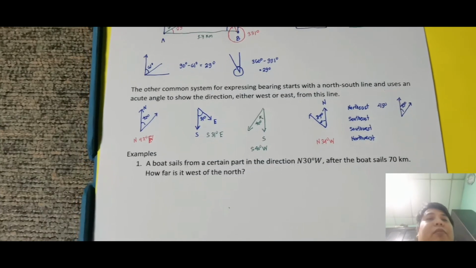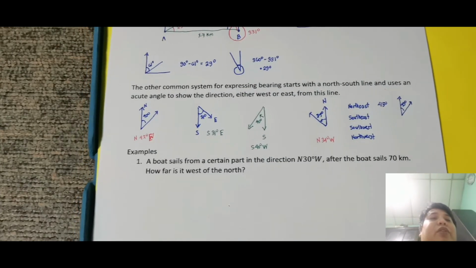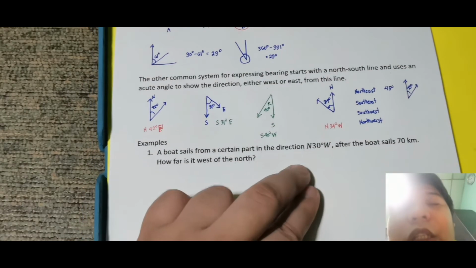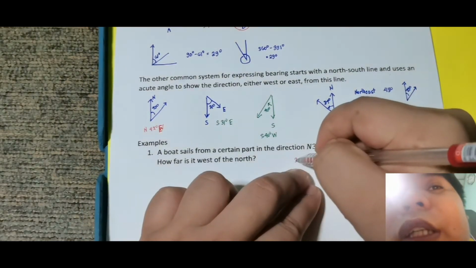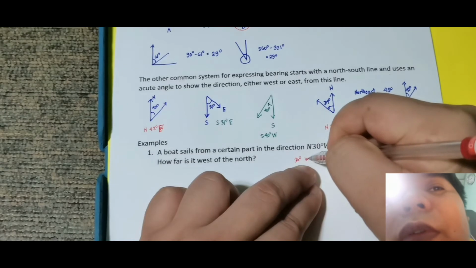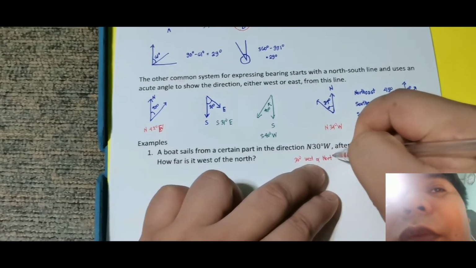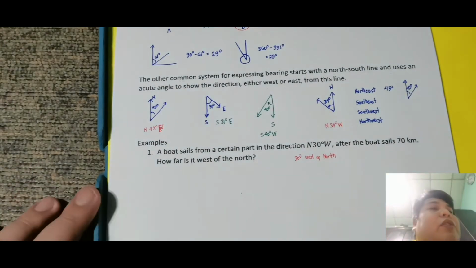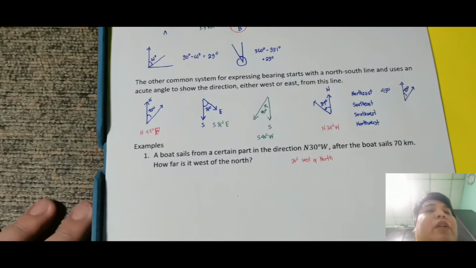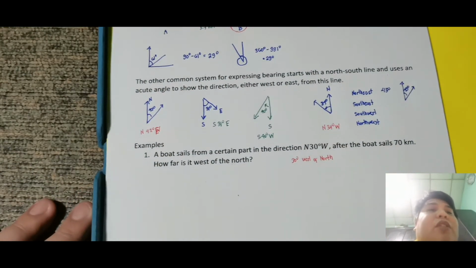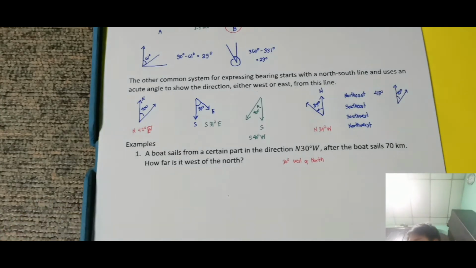So, a boat sailed from a certain part in the direction 30 degrees west of north. Ulit ang basa dito, this is 30 degrees west of north. Okay, after the boat sails 70 km, how far is it west of the north? Parang tricky ng tanong, no? How far is it west from the north?